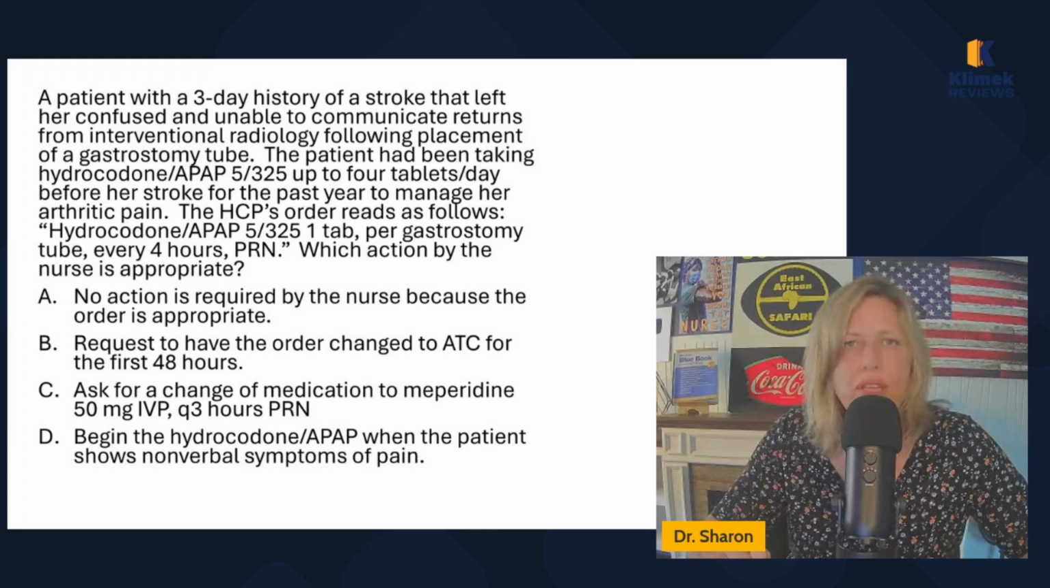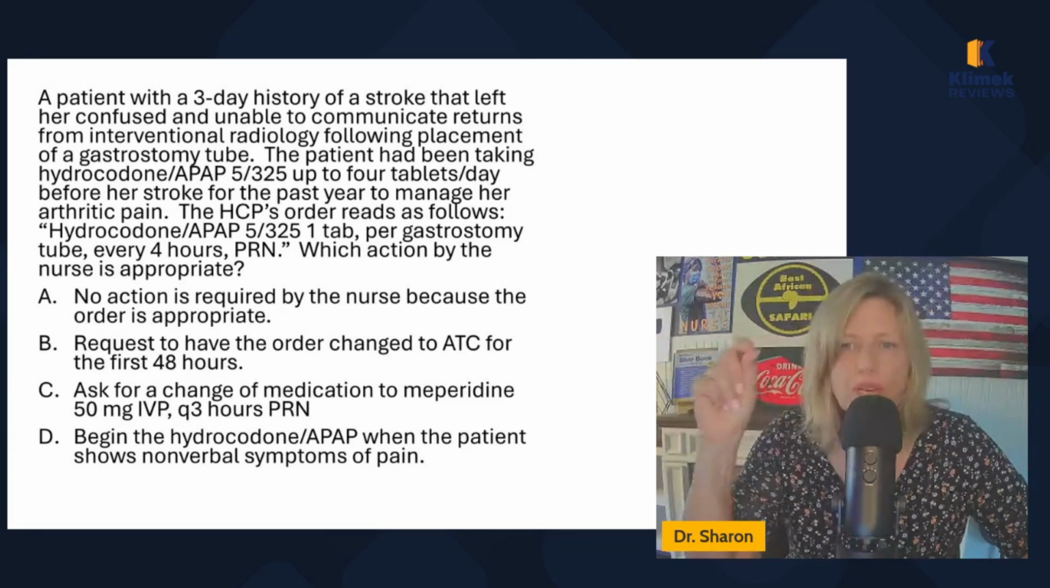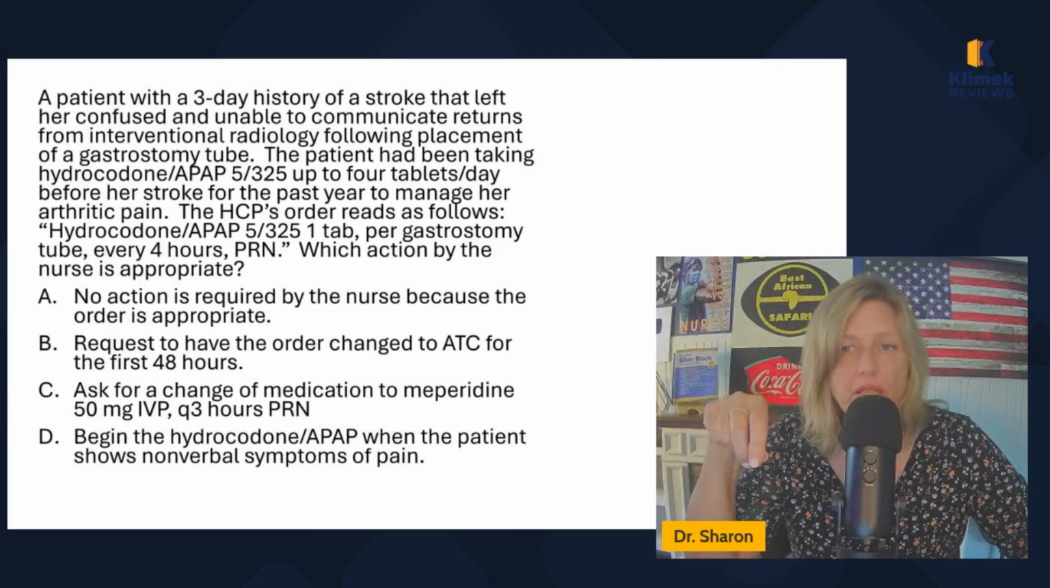All right, I have to reread this because this is a lot of words. A patient with a 3-day history of stroke. Okay, so she had a stroke 3 days ago. She's confused and unable to communicate. Looks like she went to interventional radiology to have a G tube placed. So she had a stroke 3 days ago. She's confused, not able to communicate. She just got back from IR with the G tube placed.